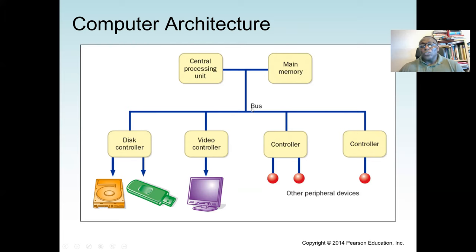We can see a bus is normally, I would say, a line or a connector that connects all the components together. A controller is a device that controls a specific device. For example, here we have a disk controller, which coordinates the disk, flash drive, and hard drive. We may have a controller for, let's say, a motherboard or other devices we can think of.